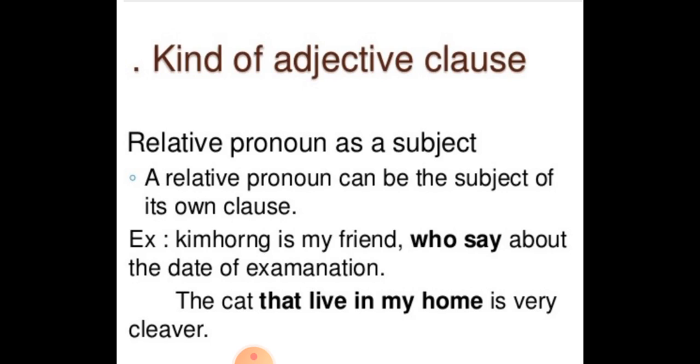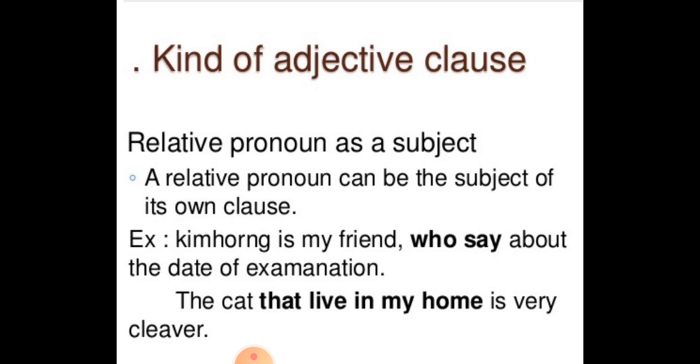Now let's discuss the kinds of adjective clause. Now first is the adjective clause. It can be used as a relative pronoun as a subject, ठीक है। कब relative pronoun जो है हम as a subject use करते हैं, let's see. So relative pronoun can be the subject of its own clause. Let's see the example. Kim Horn is my friend who say about the date of examination. Okay, so here the Kim Horn, for Kim Horn this word who is used. Kim Horn is my friend who say about the date of examination.